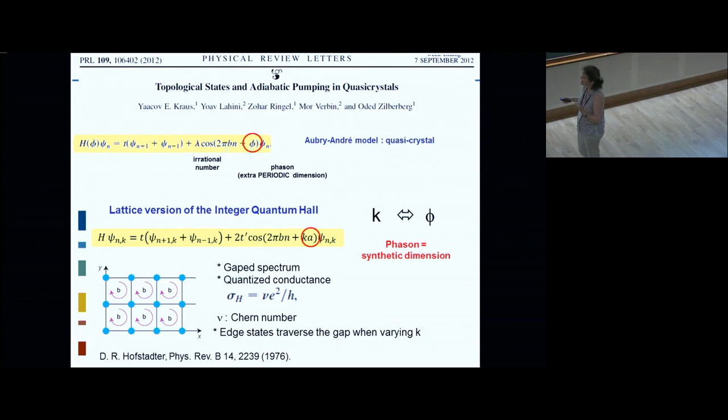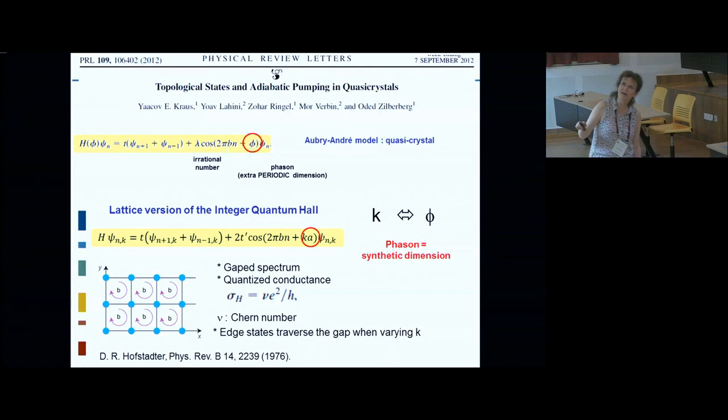So they had the idea that the phason is actually a synthetic dimension for your 1D quasi-crystal, and that you should observe edge states, and these edge states should also traverse the gap as you sweep phi. And the periodicity should be 2 pi, exactly the same way as here. So they made the link, a mapping between a quasi-crystal and the quantum Hall effect.